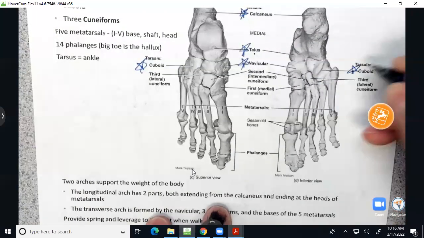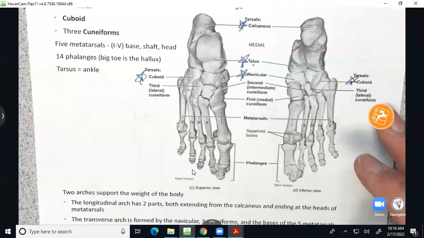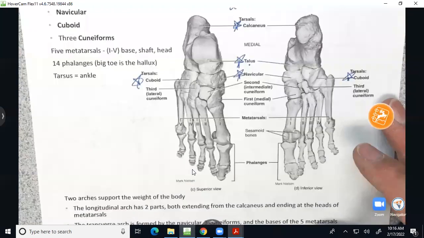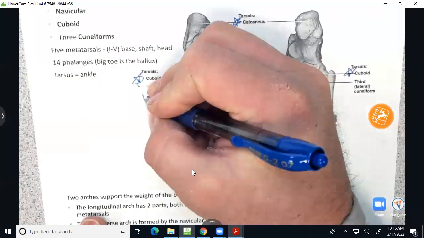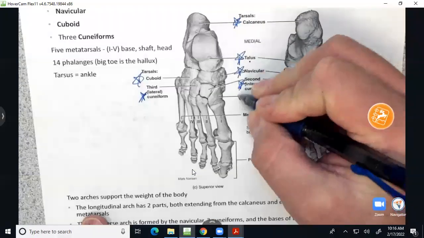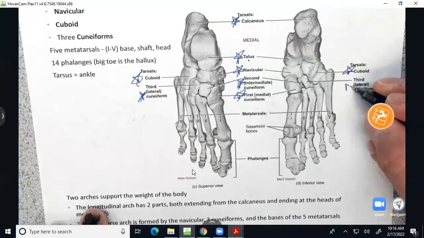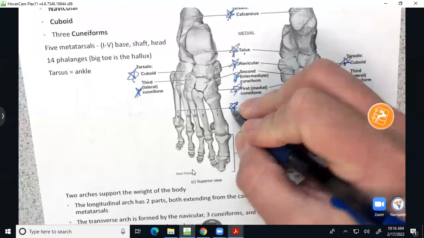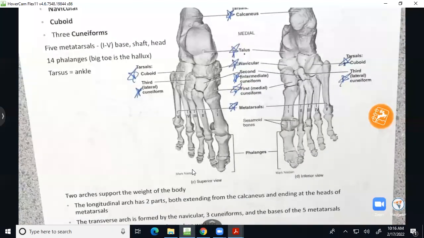Okay, cuboid gets its name because it's kind of cube shaped. And then kind of in between and in front of those are the three cuneiforms. You just have to know them, like I said, as cuneiforms. Don't worry about first, second, or third, or medial, intermediate, lateral. Just cuneiform is fine. Then you have the 5 metatarsals. Once again, just Roman numerals 1 through 5.